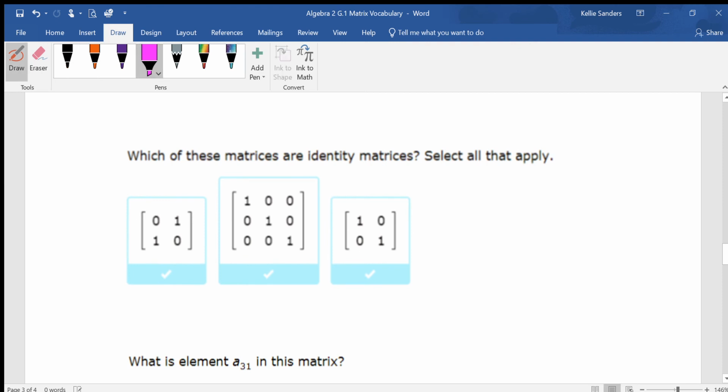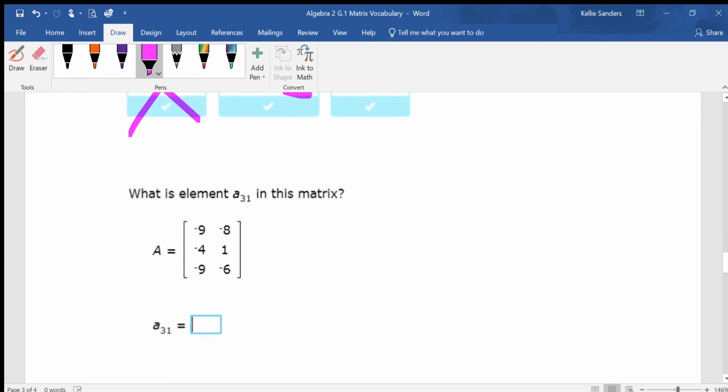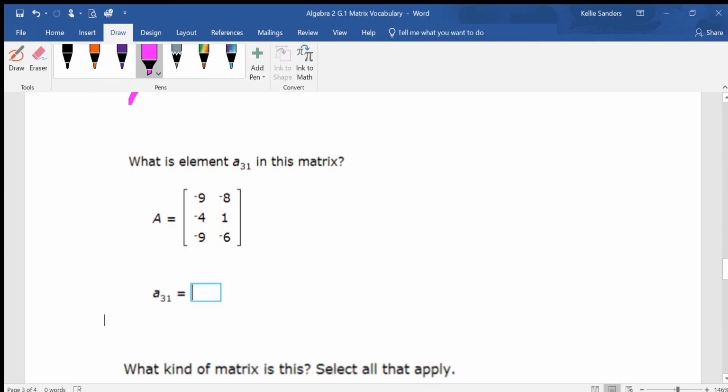Which of these matrices are identity matrices? Remember, it has to go from top left to bottom right. Top left to bottom right. Not this one. And everything else are zeros. This looks really, really weird, but it is not.